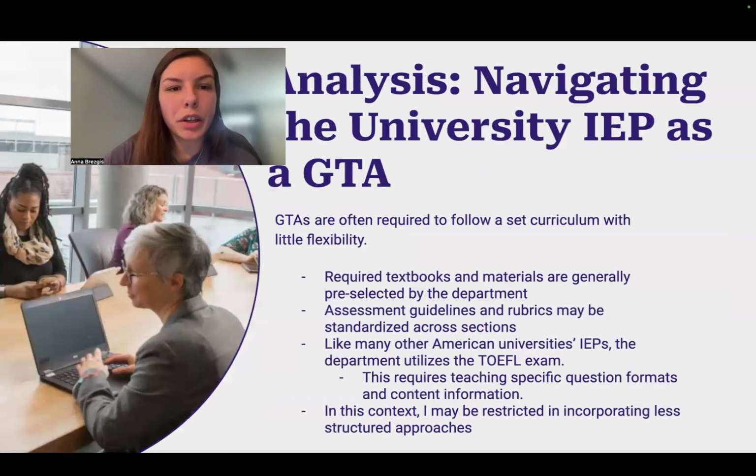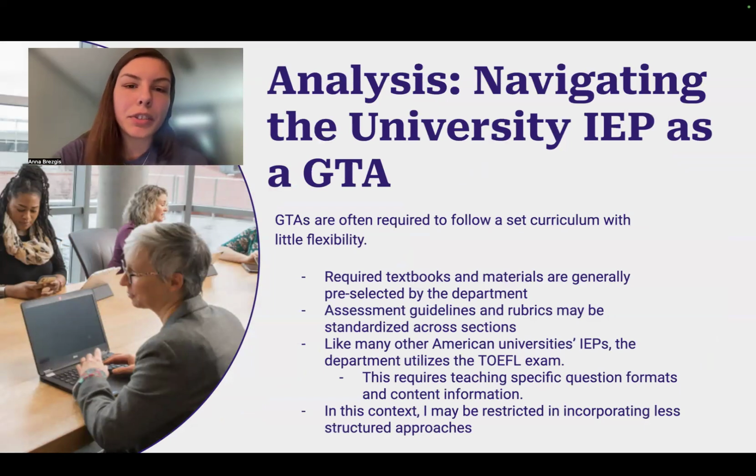And so now we're going to talk a little bit about navigating the university IEP as a graduate teaching assistant. Being a GTA is kind of a transient thing. You are in and out in 2 to 7 years maybe, and there is basically an end date to your tenure at this institution. So there's not really a lot of time. You don't really have a lot of leverage to make greater changes to the department or otherwise.